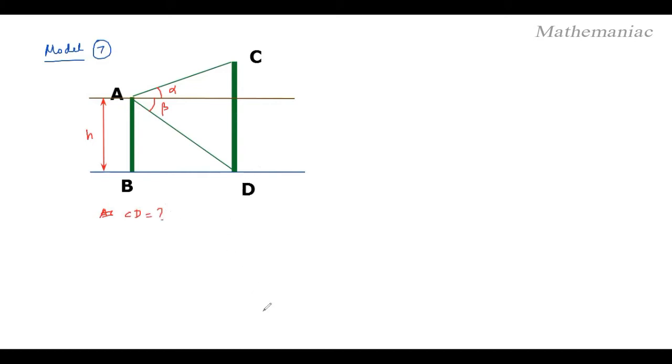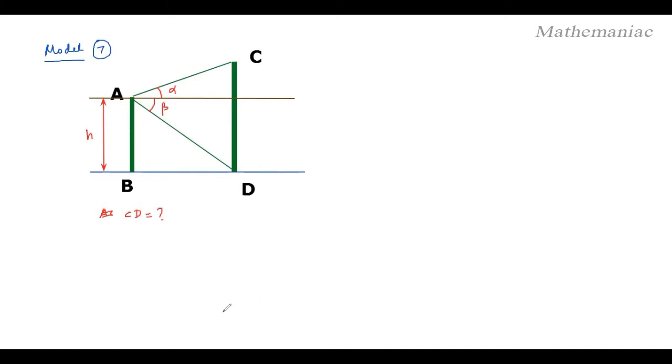So this is the model. Sometimes in the model, what change can we make? We can give you the height of CD and we might ask you what is the height of the other building AB. This is the only change we can make in the model, right? So here now we have to proceed.